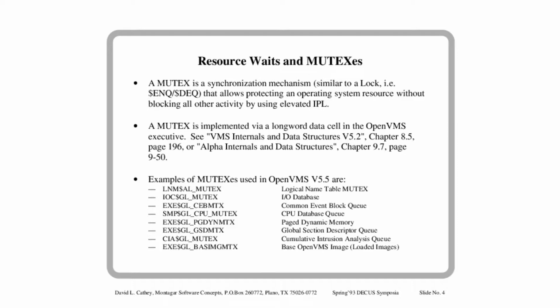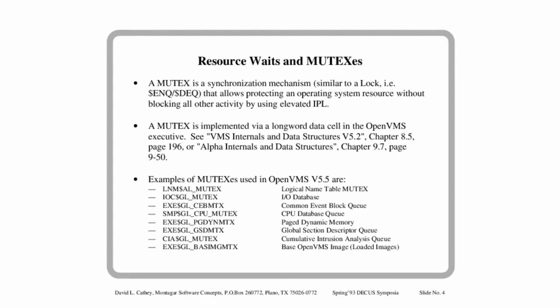Logical name mutex. If you're going to be scanning through the logical names, you don't want to lock yourself at high IPL for that, because the resource hash tables and things like that may take a fairly long time to go through, so that is protected by a mutex. There are some places within the I/O database which are protected by mutexes. Line printer drivers and a few other data structures are mutex protected. Common event flags, CPUs, page done, and global section descriptors all have their own mutexes as well.